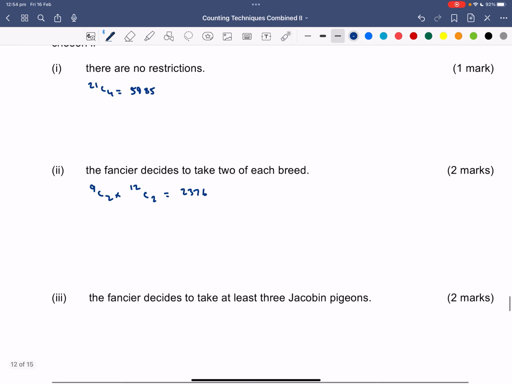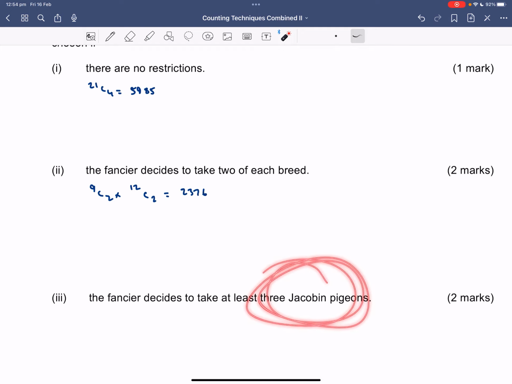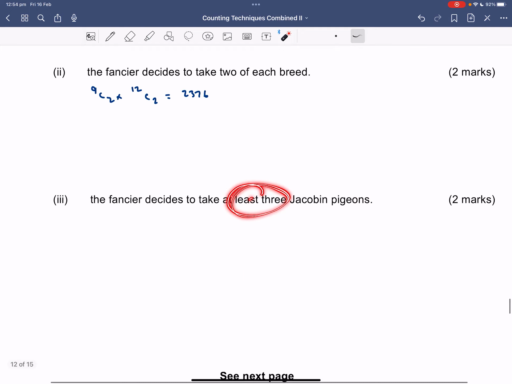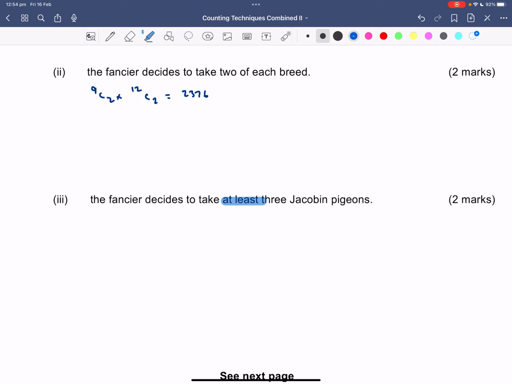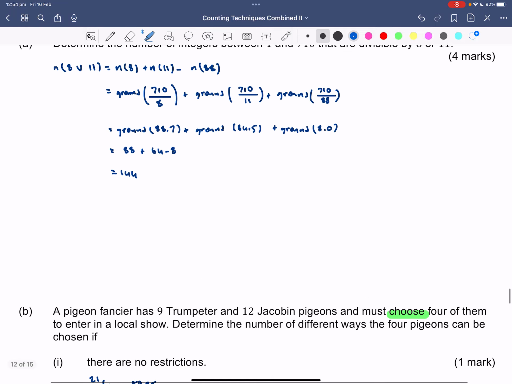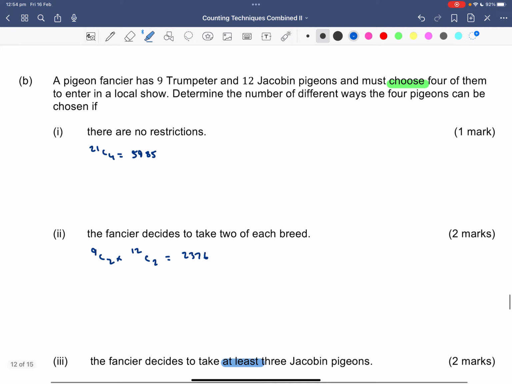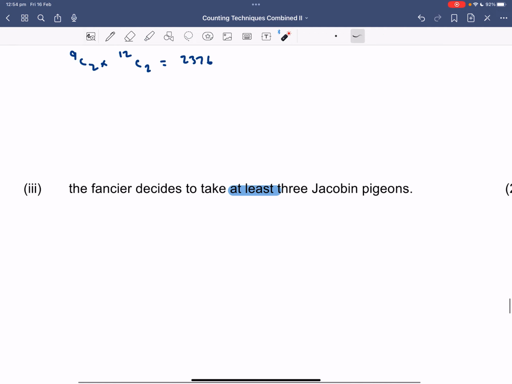Next, what if the fancier decides to take at least 3 Jacobin pigeons? Now, I know for at least, I usually do the opposite scenario. But in this case, you don't have to do the opposite scenario. A lot of people think that if they see the phrase at least, you always do all take away the rest. That's not necessary, okay? At least 3 Jacobin pigeons. Now remember, he's only allowed to select 4 pigeons. So he could have potentially 3 Jacobin pigeons and 1 of the trumpeter. Or you can have 4 Jacobin pigeons and 0 of the trumpeter.